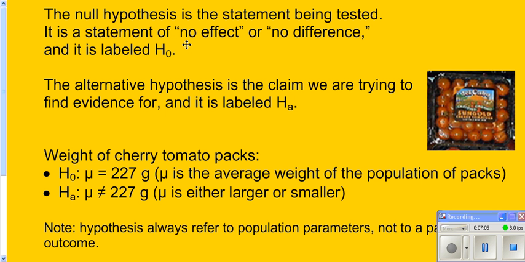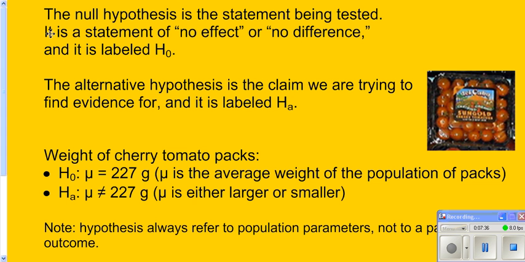The null hypothesis is always that there is no difference or there is no effect. The symbol for your null hypothesis is H with a subscript 0, often referred to as H naught. Your alternative hypothesis is what you're trying to find evidence for, and it is labeled as a capital H with a subscript A.